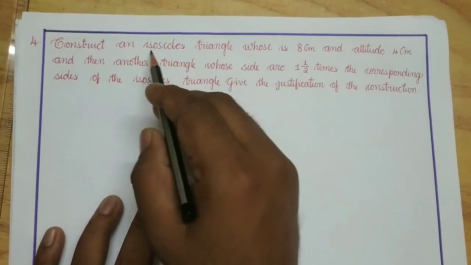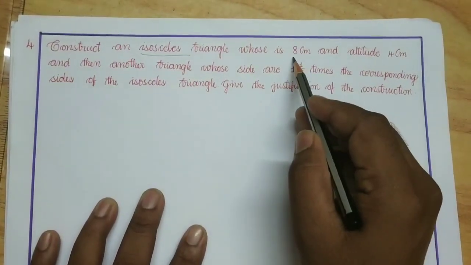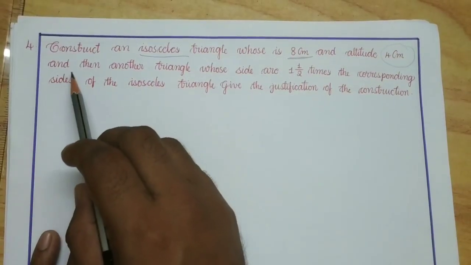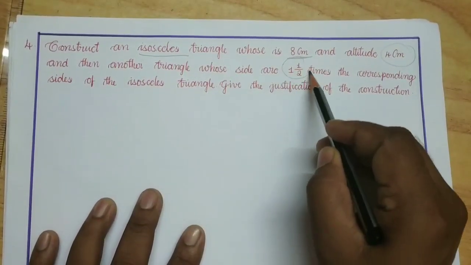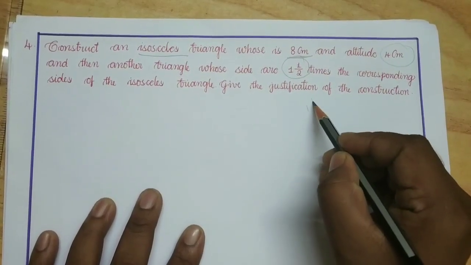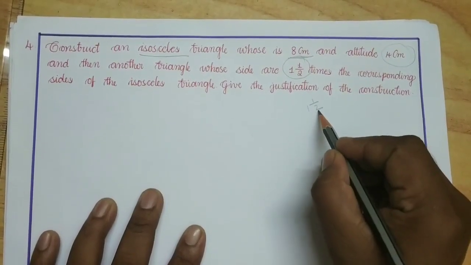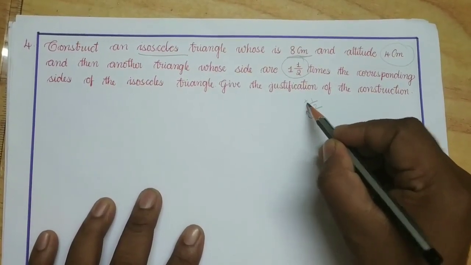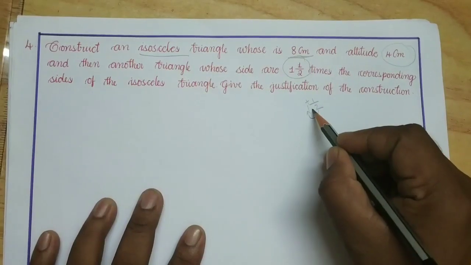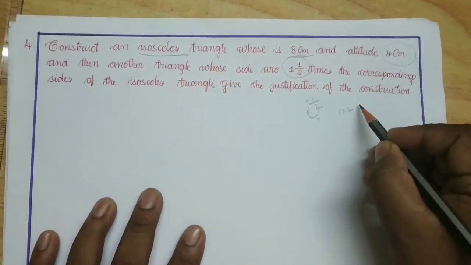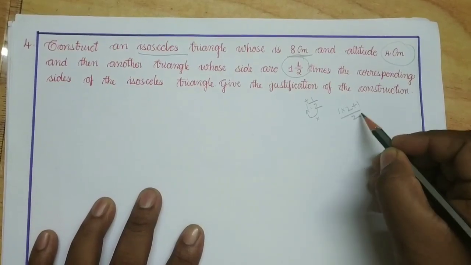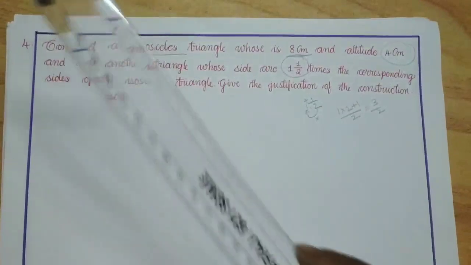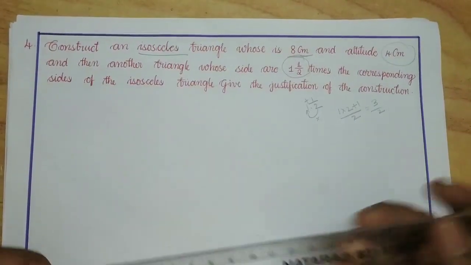Construct an isosceles triangle whose base is 8 centimeters and altitude is 4 centimeters. Then another triangle whose sides are 1 1 by 2 of the corresponding sides. It's a mixed fraction. First we multiply 1 with 2, then add 1, over the denominator 2. It is nothing but 3 by 2. So again it is greater than 1, so we will get the bigger triangle only.